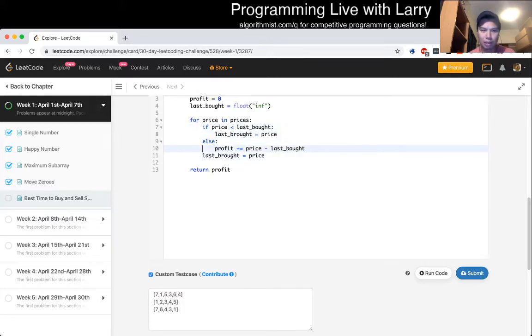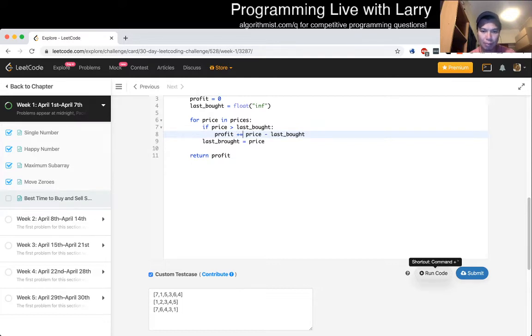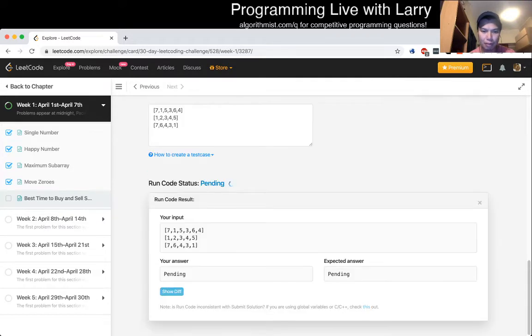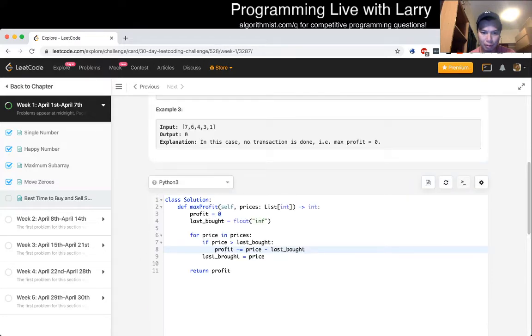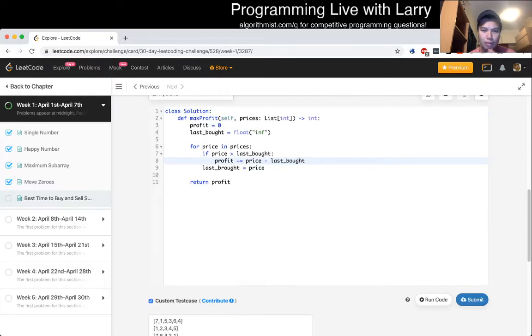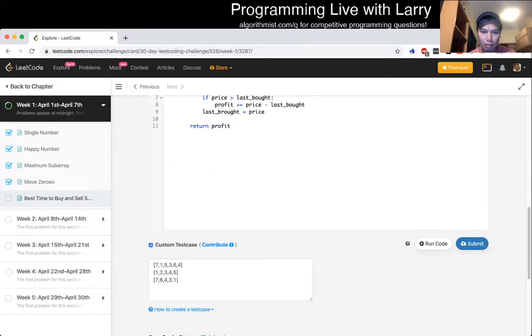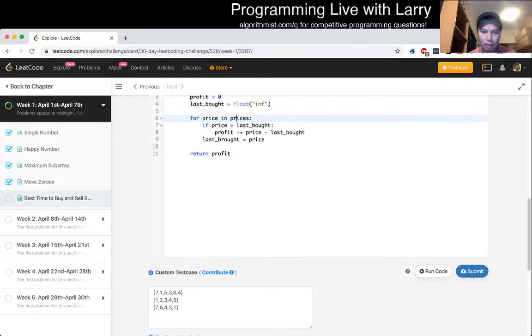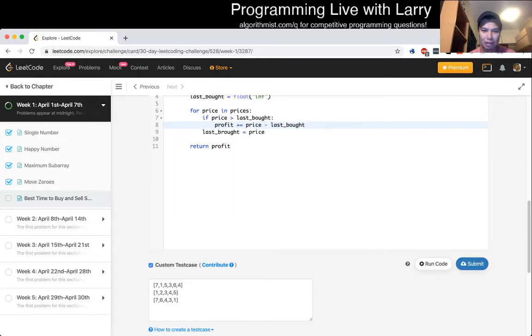Okay, seems like we want to do this anyway, and then if price is bigger than last port, then we just add it, right? No. And now it's 1. I know it's something silly. Why is it just 0?